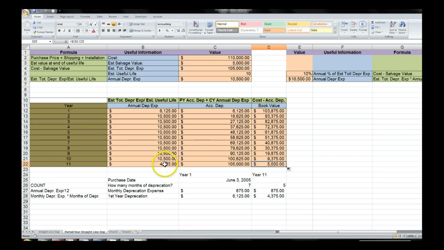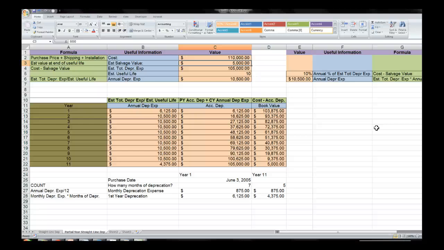Now, the other way you could have done this if you didn't want to calculate for a partial year is you could have said, I have $9,375 in book value. I know I should have $5,000. Therefore, 9,375 minus 5,000 is $4,375.